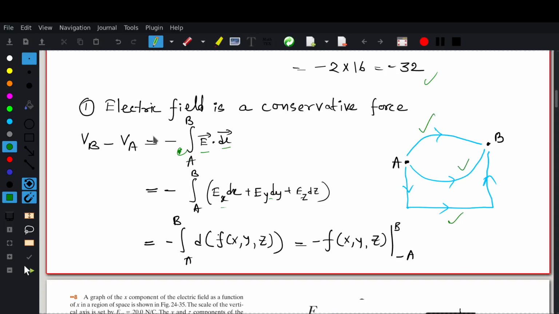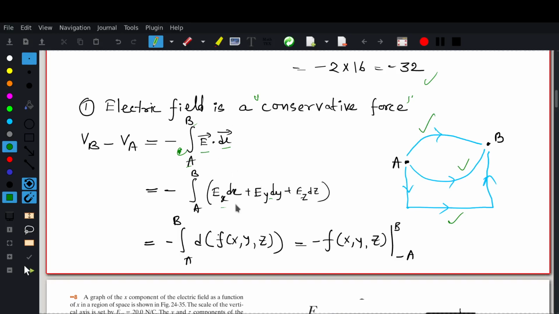But the fact is, this electric field is a conservative field, right? So it doesn't depend on whichever path you choose. The integration will always give you the same result. It only depends on your terminal points, your initial and final point.